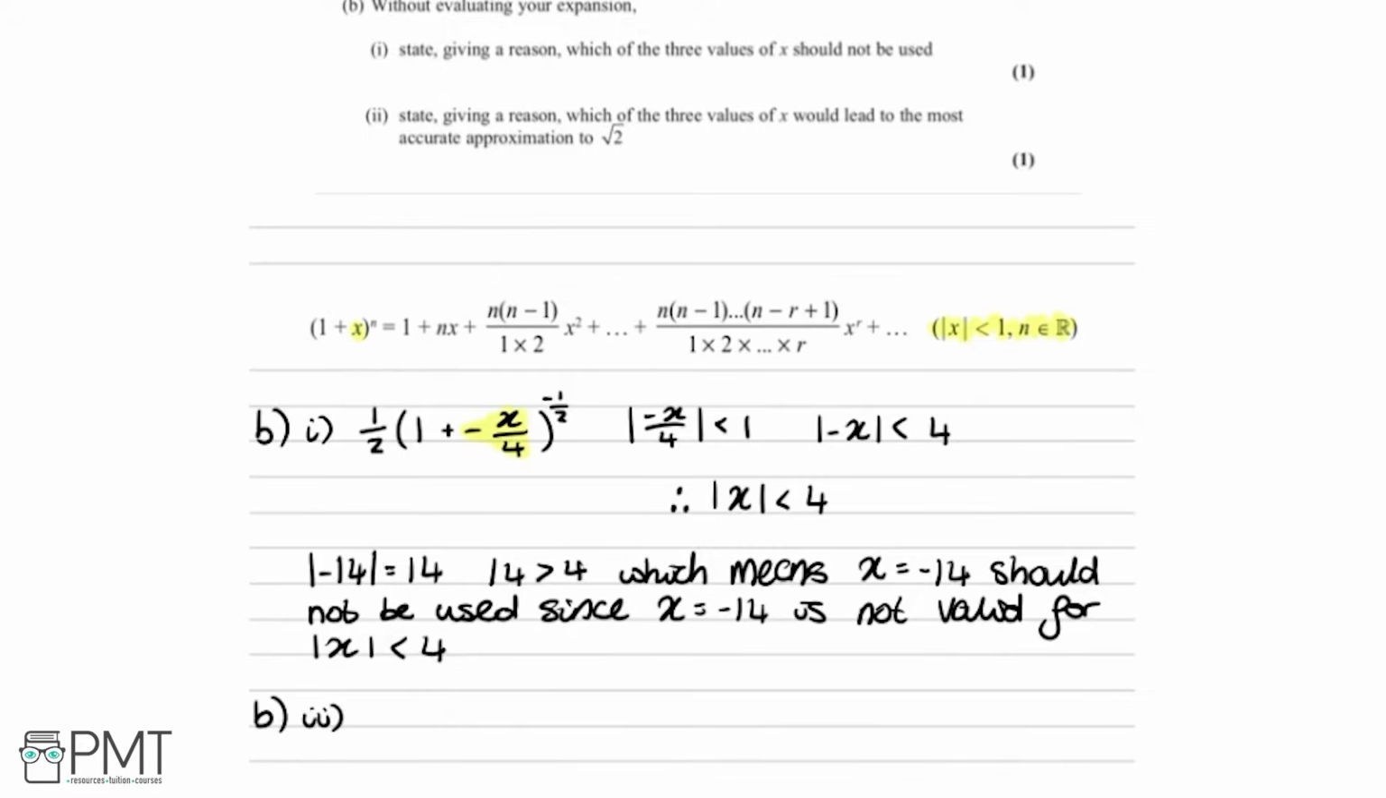Now we need to state which value of x will lead to the most accurate approximation of the square root of 2. We get the most accurate approximation when we have a value of x which is the closest to 0.